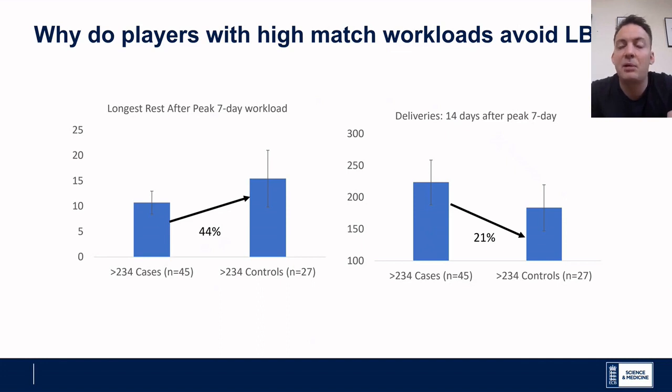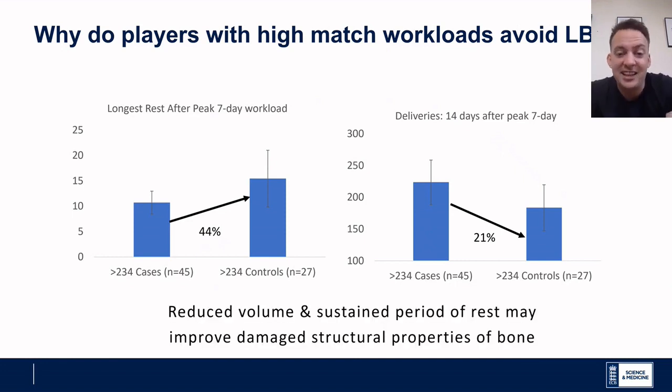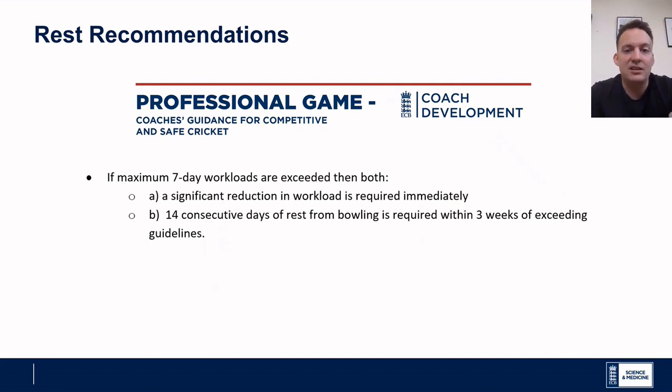We also note that the bowling volume is a lot less in those players who don't get injured in the 2 weeks following a spike in workload. So it seems that reduced bowling volume and a sustained period of rest following a spike in workload may improve the damaged structural properties of bone and can prevent stress fractures. This has to occur in this first 3 to 6 weeks following a spike in workload. We've included this in our recommendations to coaches to try to get this rest and decreased volume in.